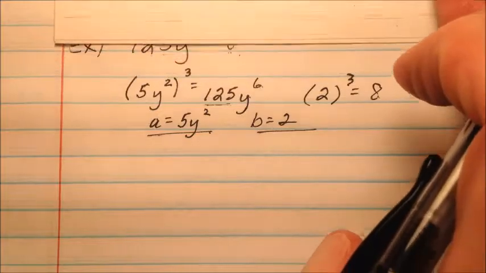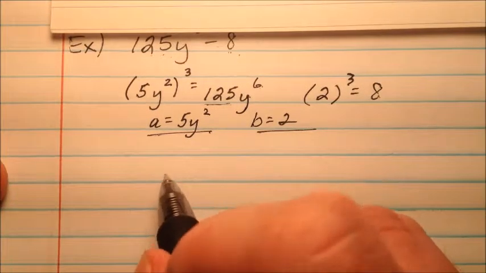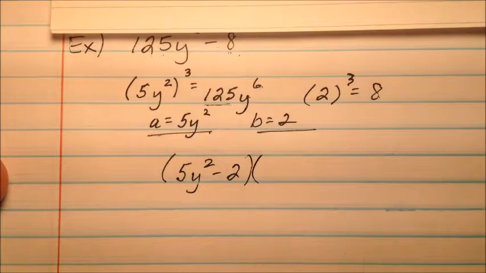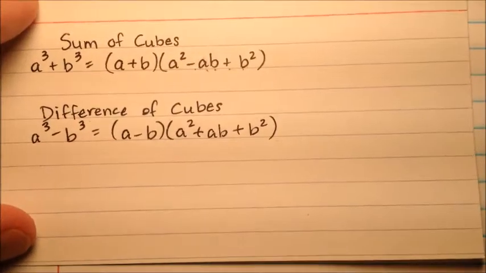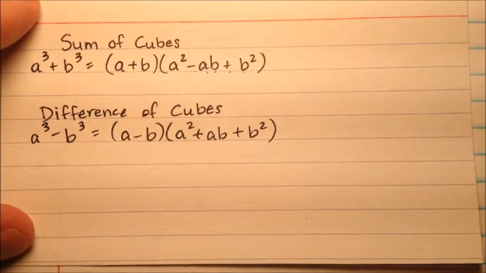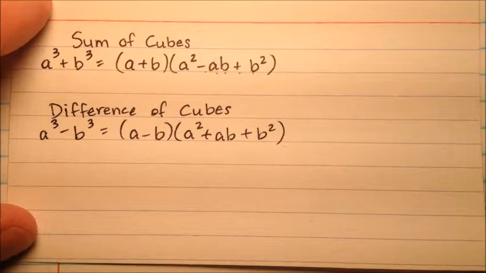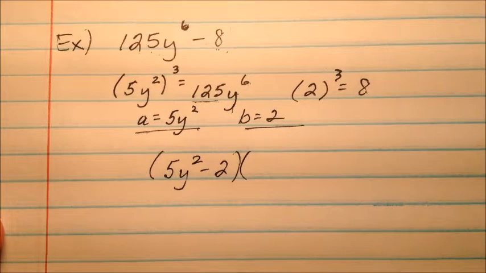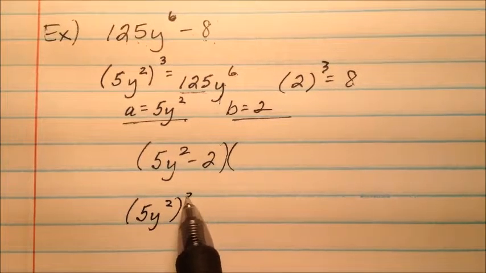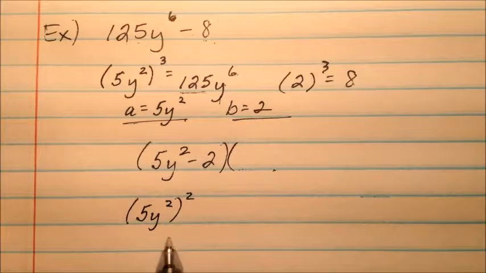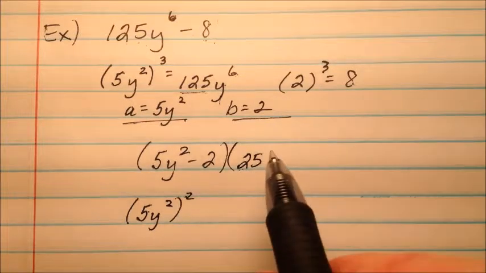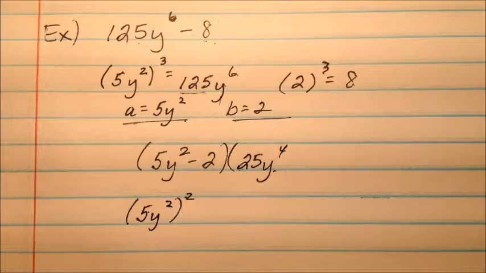So let's kind of push that up for a second. So the first one was the a minus b, so I'm going to say 5y squared minus 2. Okay, so the second part of this is going to be a squared plus ab plus b squared. Well, whenever we take a squared and b squared, sometimes we can have a little trouble with that. So if our a was 5y squared, we need to square that in order to put that here as the first term. So 5 squared is 25, and y squared squared should be y to the 4th.